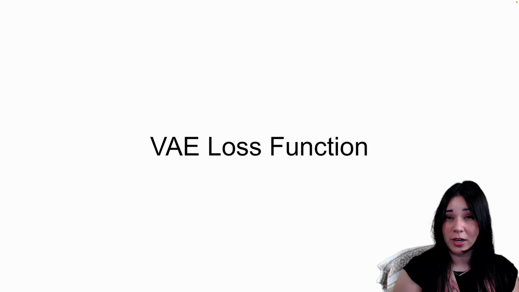Now that we've talked about the structure of a variational autoencoder, let's talk a little bit about how it's trained.